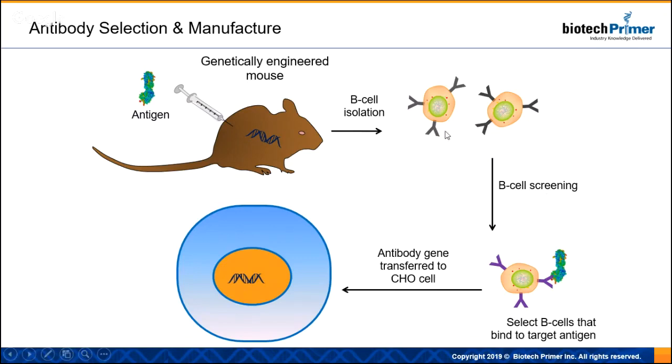When I've finally identified that one B cell that's producing the antibodies that I think could be therapeutically effective, I'm going to take the antibody gene out of that B cell, transfer it into CHO cells, Chinese hamster ovary cells, which will be used to actually manufacture that protein for therapeutic use.